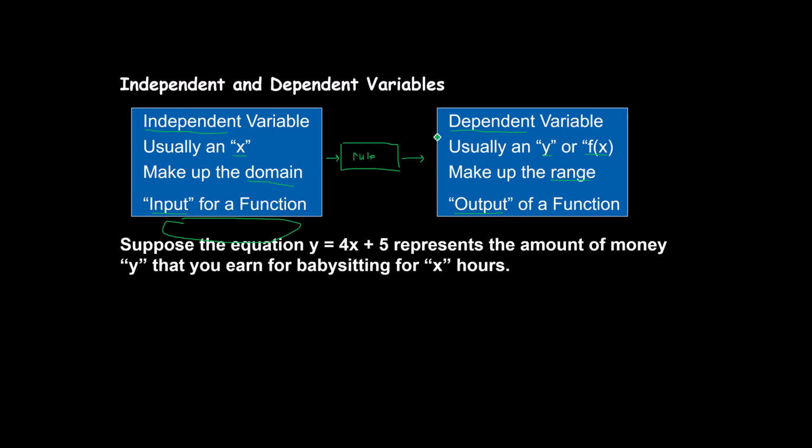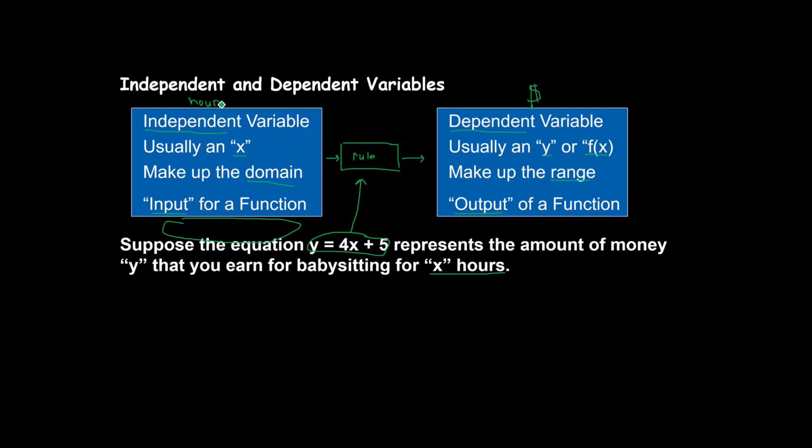Let me show you an example of this. Suppose the equation y equals 4x plus 5. I'm going to circle that real quick. Represents the amount of money y that you earn for babysitting for x hours. This is the rule that's given to us. This rule represents the relationship between the amount of money y. I'm going to go over here and I'm going to put a money symbol. That you earn for babysitting for x hours. I'm going to go ahead and put the word hours over on this side.